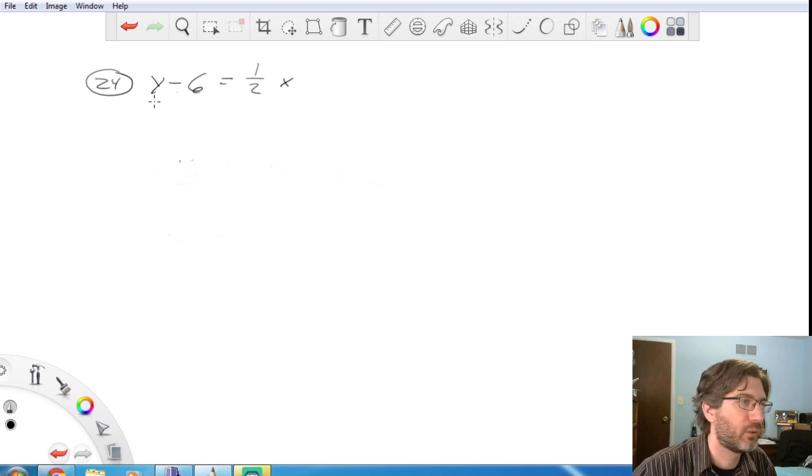Again, same kind of deal with getting y by itself. You're going to add 6 to both sides. You cannot combine that because they aren't like terms. So this is just going to be y equals 1/2 of x plus 6.